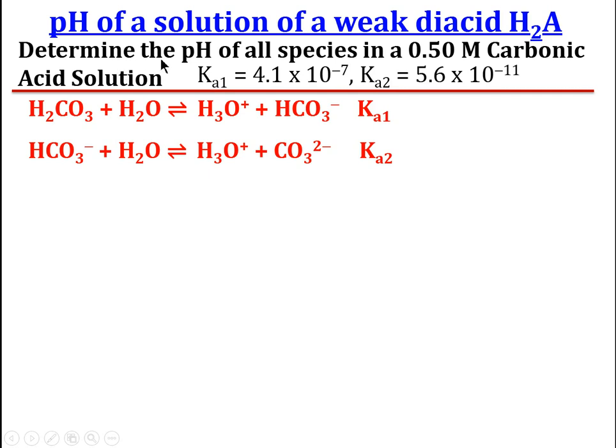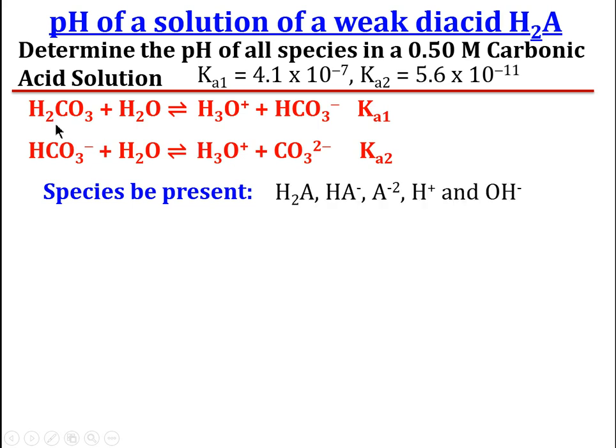Since the question is to determine the pH of all species, that means we have to calculate also the concentration of these species, not only the pH. So the species present are H2CO3, noted H2A, and H3O+, OH minus, HA minus, and A2 minus.